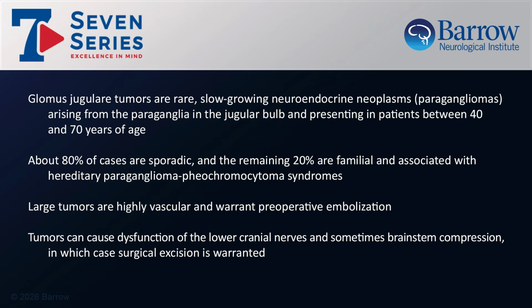In conclusion, glomus jugulare tumors are rare, slow-growing neuroendocrine neoplasms, or paragangliomas, arising from the paraganglia in the jugular bulb and presenting between 40 and 70 years of age. About 80% of cases are sporadic, and the remaining 20% are familial and associated with hereditary paraganglioma pheochromocytoma syndromes. Large tumors are highly vascular and warrant preoperative embolization. Tumors cause dysfunction of the lower cranial nerves and sometimes brainstem compression, in which case surgical excision is warranted.